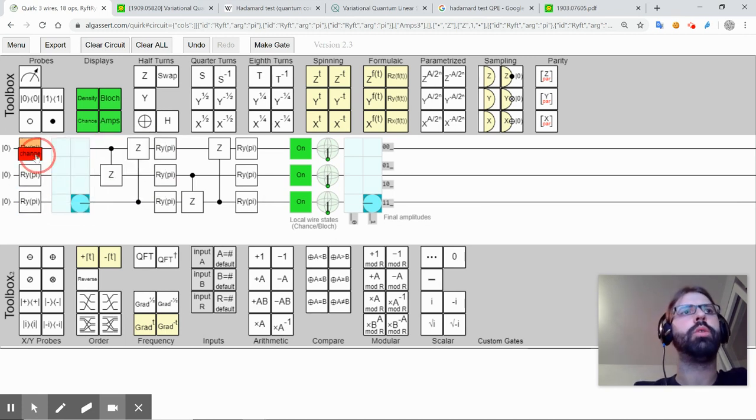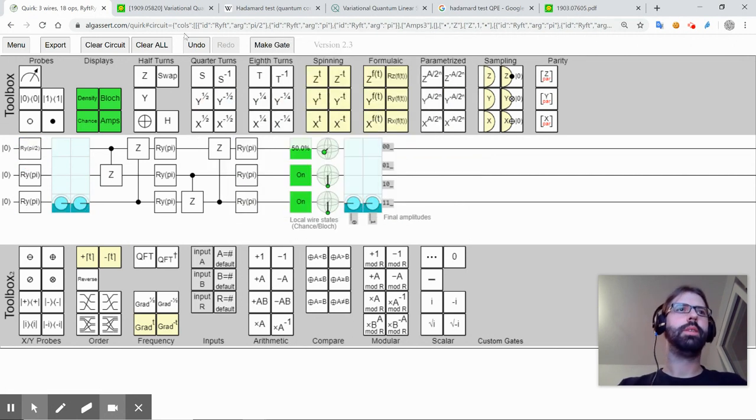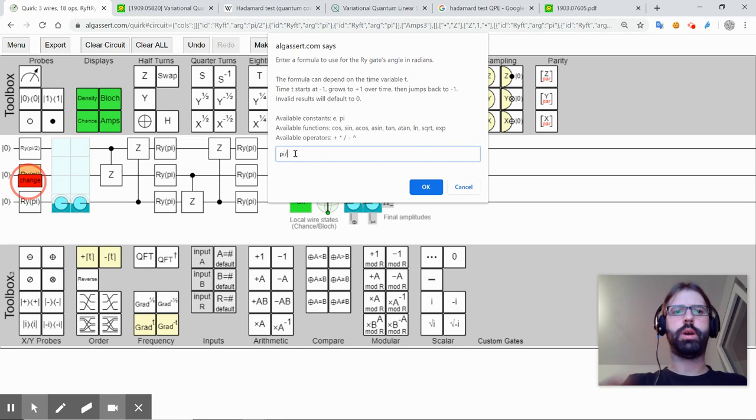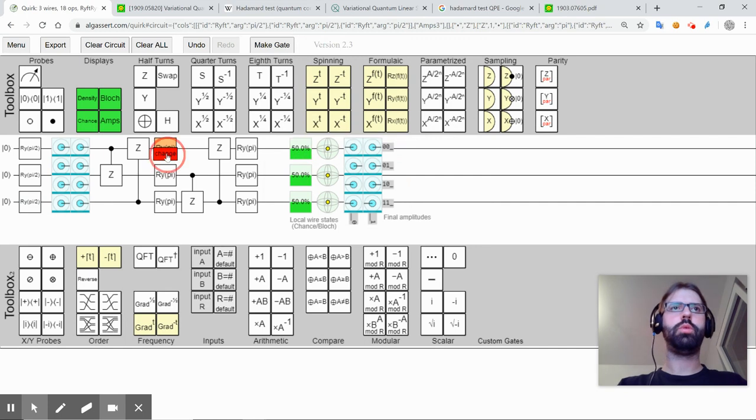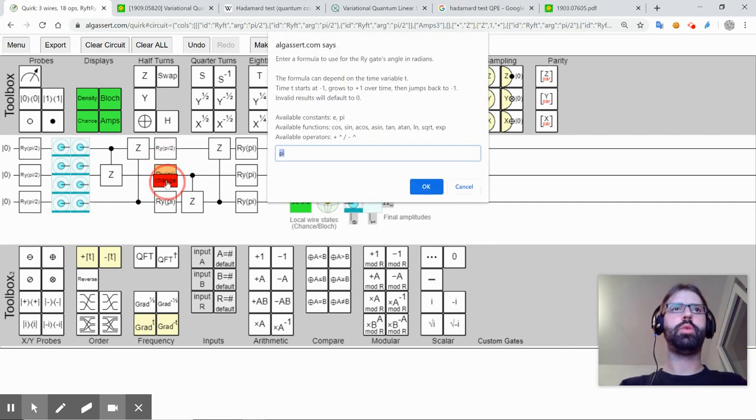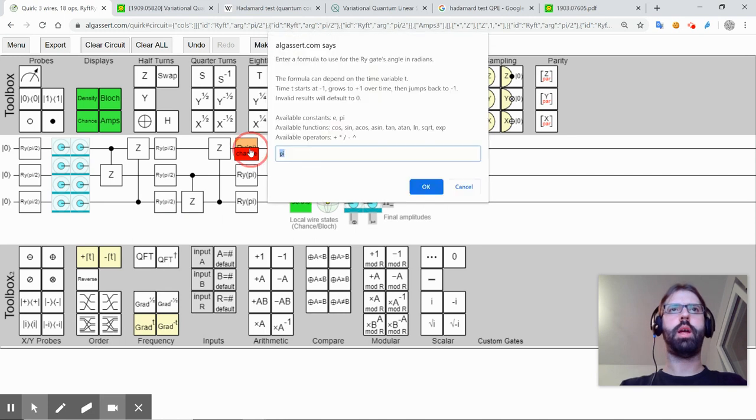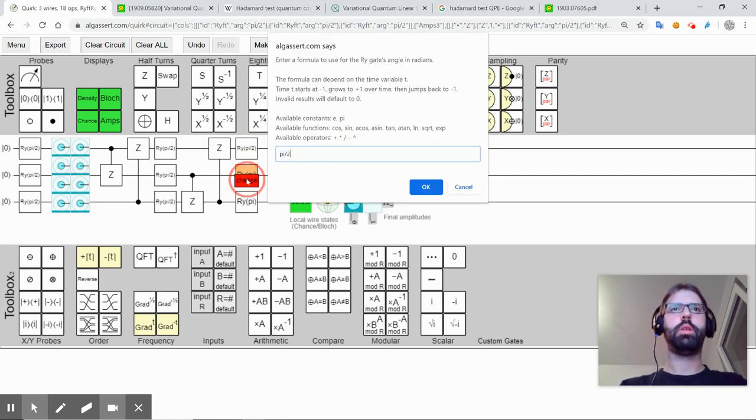I wanted to do pi divided by 2. That's what I wanted to do. Let me update that quickly. So pi divided by 2, pi divided by 2, 2 pi divided by 2, pi divided by 2.